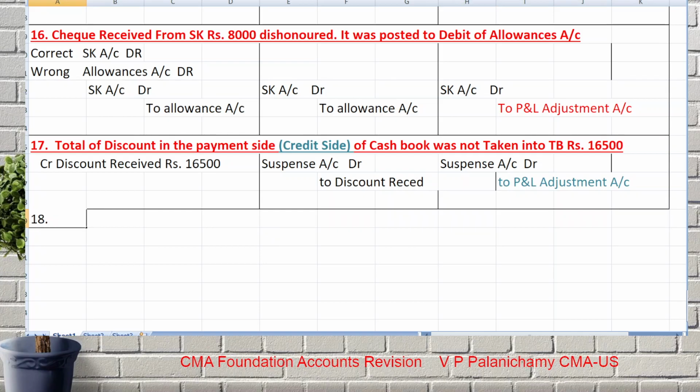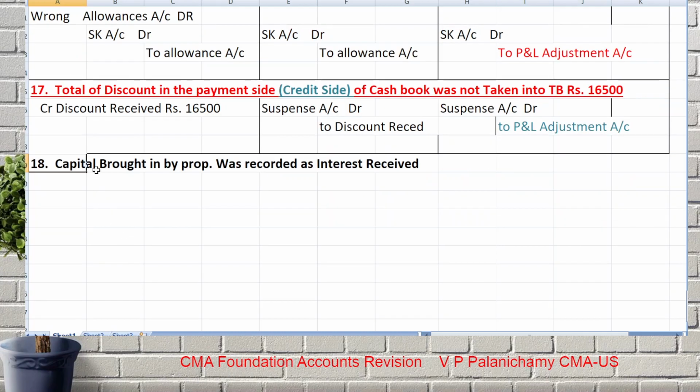One more error. Capital brought in by proprietor was recorded as interest received. Capital brought in by the proprietor was recorded as which one? Interest received. Actually, capital credit பண்ணிருக்கோம், அதுக்கு பதிலா என்ன பண்ணிட்டோம்? Interest credit பண்ணிட்டோம். What is the entry you will pass?